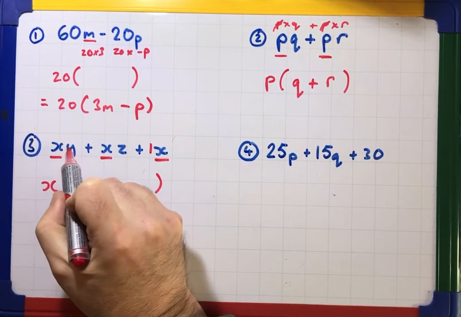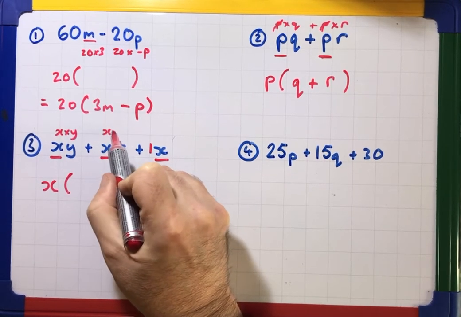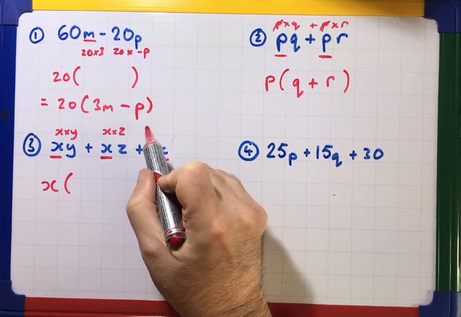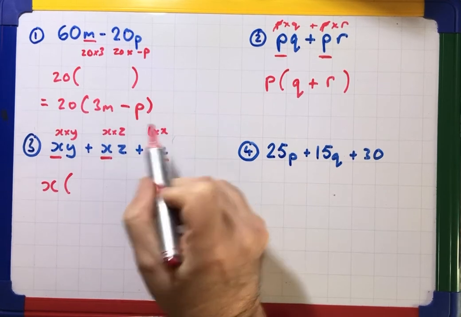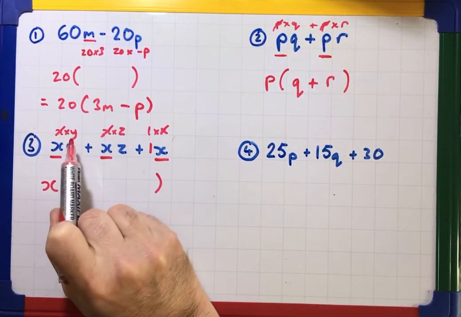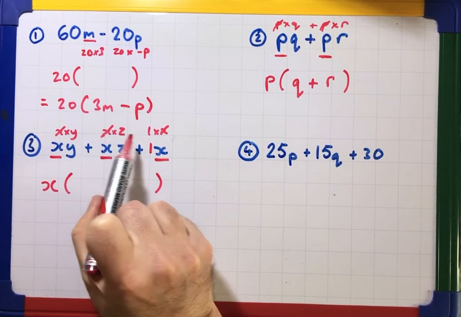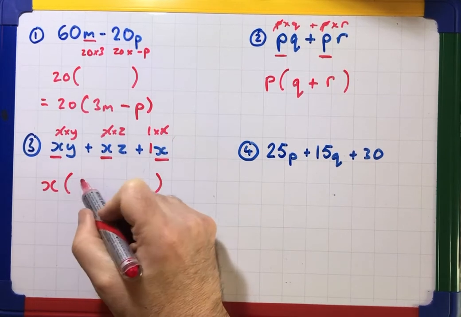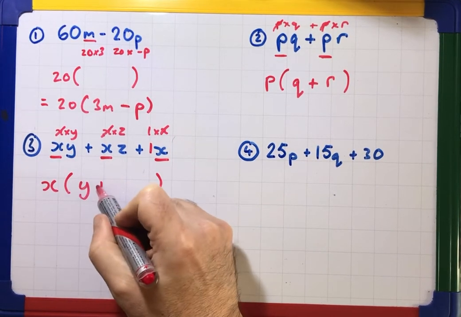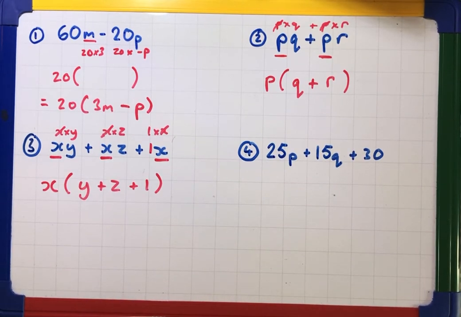Okay? Now XY, remember, means X times Y. XZ means X times Z. And 1X means 1 times X. So if we put the X on the outside of the bracket, we're left with Y plus Z plus 1. Okay? And that's what goes on the inside of the bracket.